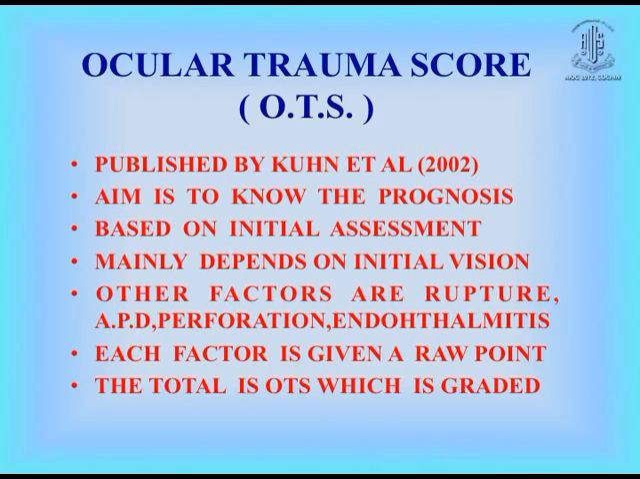Now, I've already given you the fallacy of initial vision, but anyway, this is what has been done. And other factors are rupture, afferent pupillary defect, perforation, and endophthalmitis. Each factor is given a raw point. The total is known as OTS, which is graded.